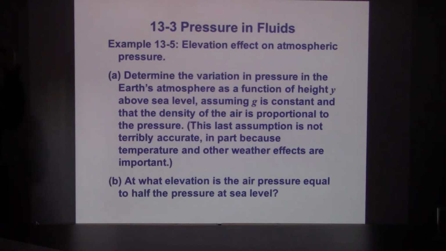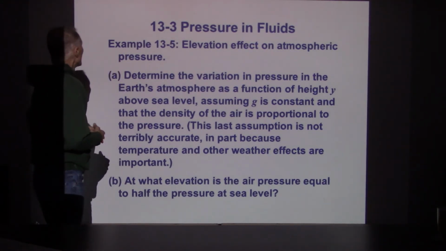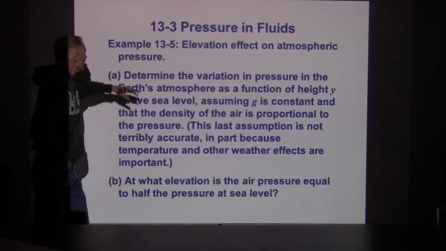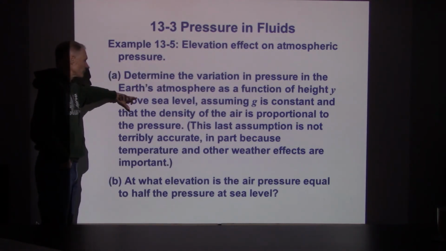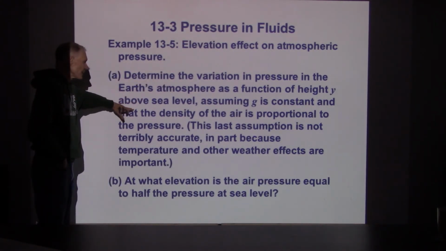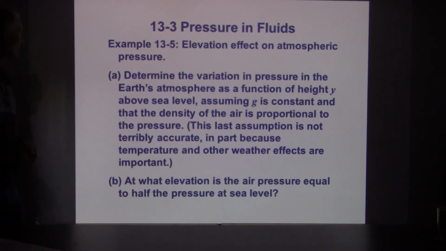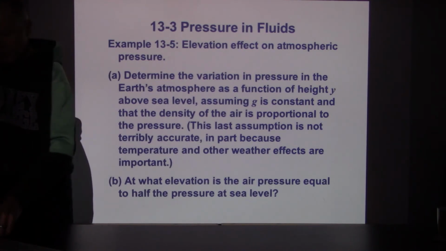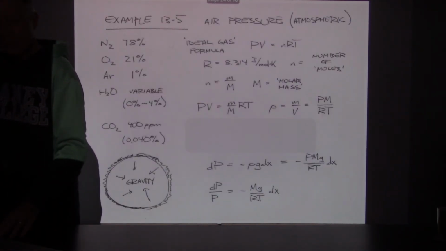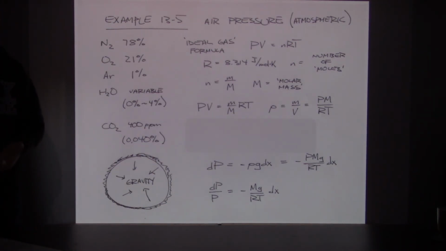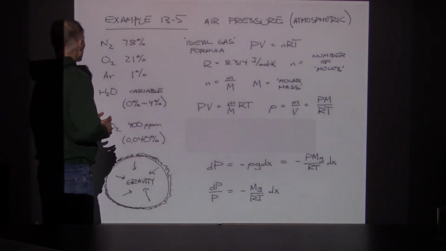Okay, pressure in fluids. So we've been doing this. Now we're going to be looking at atmospheric pressure and elevation effects. If we move up through the atmosphere, the density of the air drops off. So the air becomes less and less dense. And that means that we're going to have to do some kind of an integration to keep track of atmospheric pressure as we go to higher and higher elevations above the Earth's surface.